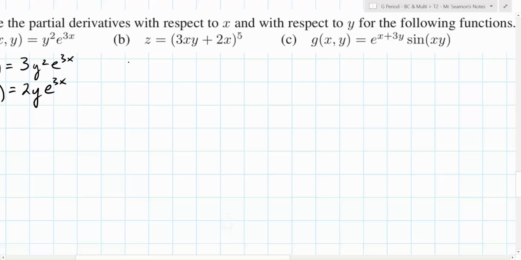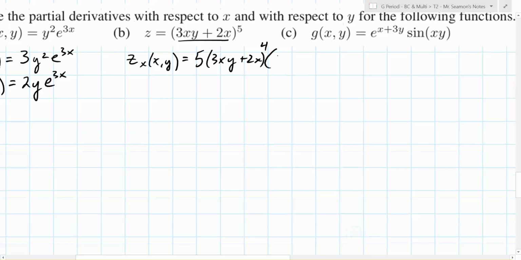So what about b here? If we did z_x, (xy), so x is treated as a variable. You drop the 5 to the front still, right? 5 times (3xy + 2x) to the 4th power, but then what do you have to multiply by? You have to do the derivative of the inside, but with respect to x, right? So what's it going to be? Plus 2. Yeah, correct.